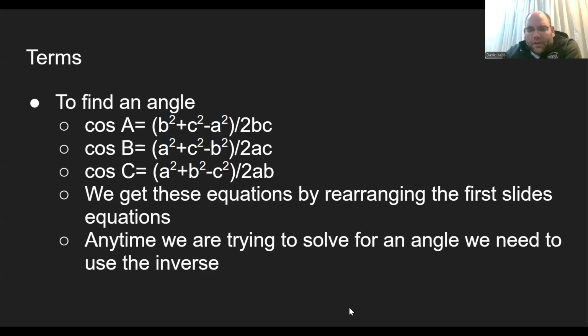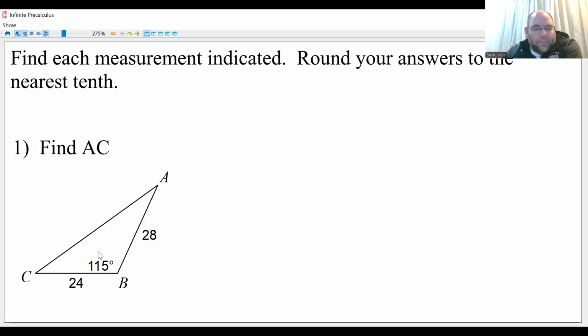All right, I'm going to share a different tab here. Let's get into the problems. All right, so here we go. So now we actually have our problem. We're going to find each measurement. So we're going to start by finding a side.